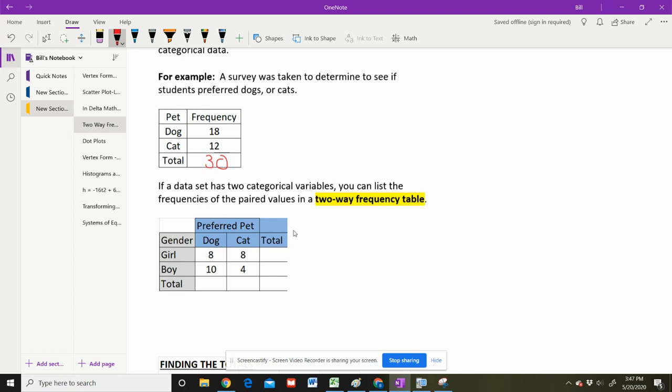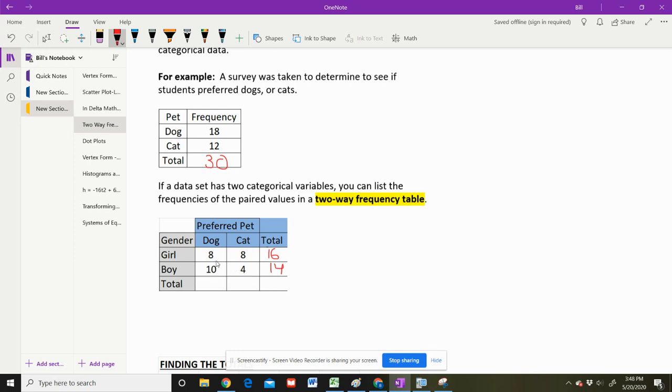Whenever we have one of these, we're going to add up the totals going across by the rows, and then add up the totals going down for the columns. So we get 8 plus 8, which is 16. 10 plus 4, we get 14. And now we're going to do our columns. That means a total of 16 girls were asked in the survey. 8 girls said they like dogs. 8 girls said they like cats. For the boys, we had a total of 14. 10 said they like dogs. 4 said they like cats.